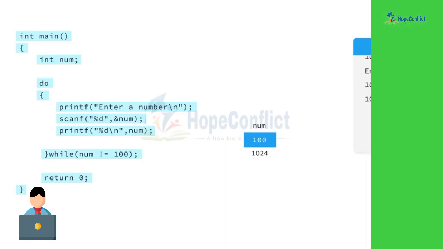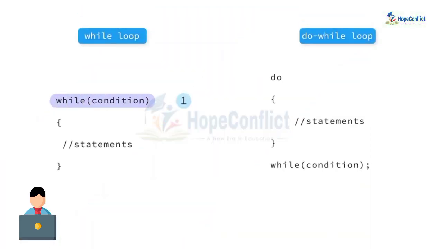And the major difference between while and do-while loop is that the while loop will check the condition first and if it is true then the block will be executed. And do-while will execute the block first then check the condition.